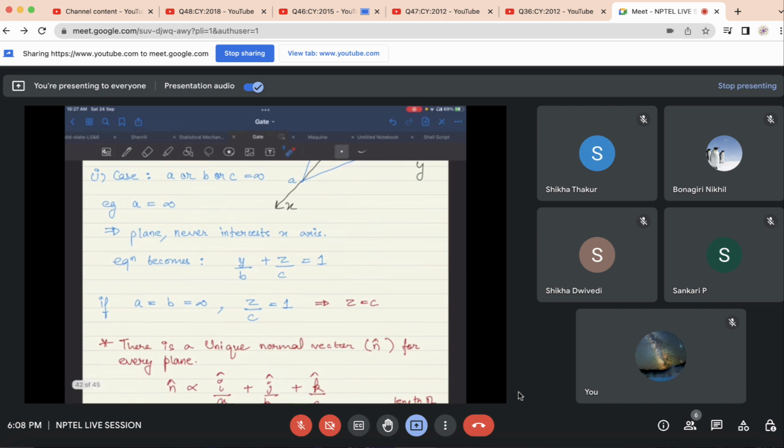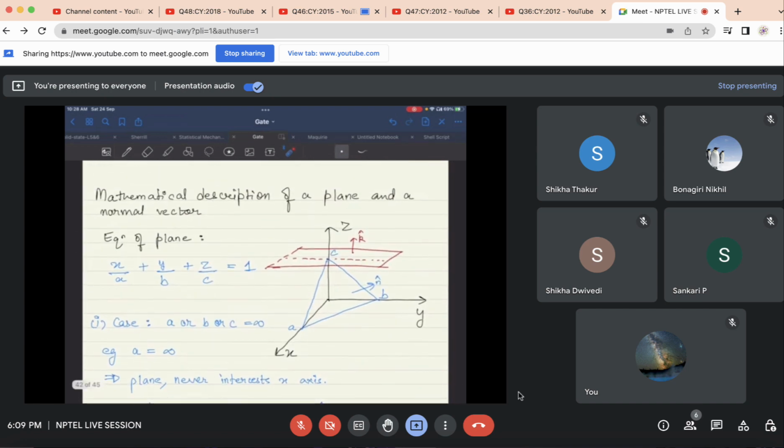Now, if A and B both become infinity, then the equation of the plane is just z by c equal to 1, or we can write it as z equal to c. This particular plane I have shown here in red. This is the only intercept with the z-axis of this plane.